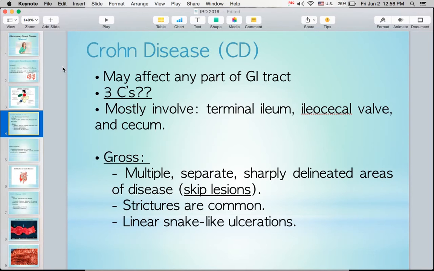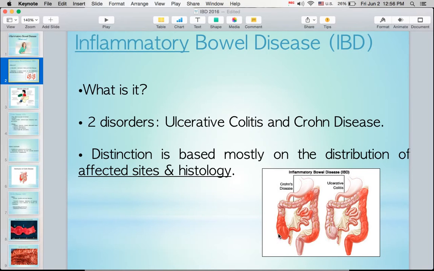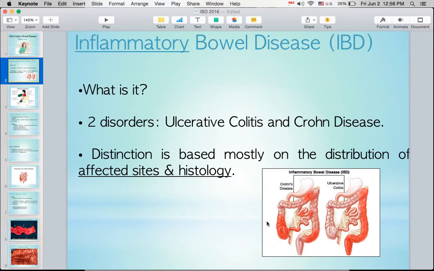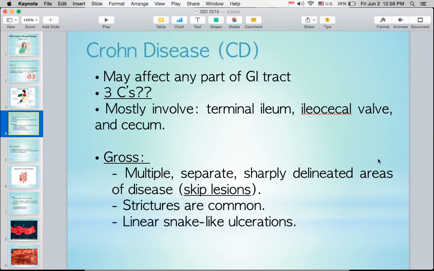So what is Crohn's disease, which is a part of the inflammatory diseases? It may affect any part of the GI tract. You can see in this picture, right? It may involve the cecum, it may involve the transverse colon. Any part of the GI tract can be affected by Crohn's disease. And it's very important to remember that the most common sites involved are going to include the terminal ileum, the ileocecal valve. From the name itself, it's going to be between the ileum and the cecum. It's a valve between these two, as well as the cecum itself.